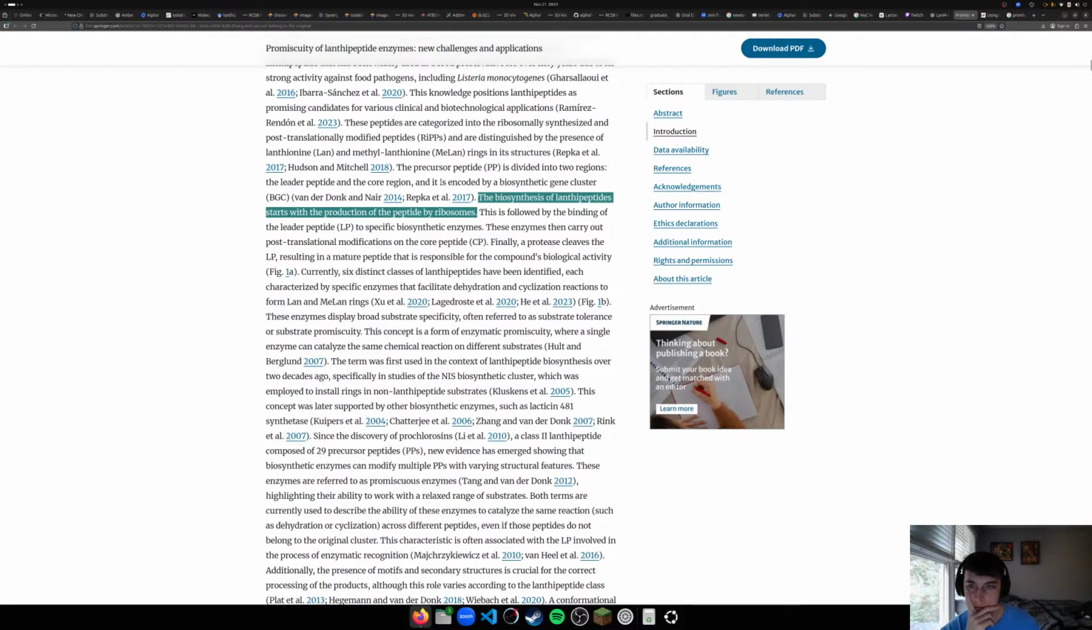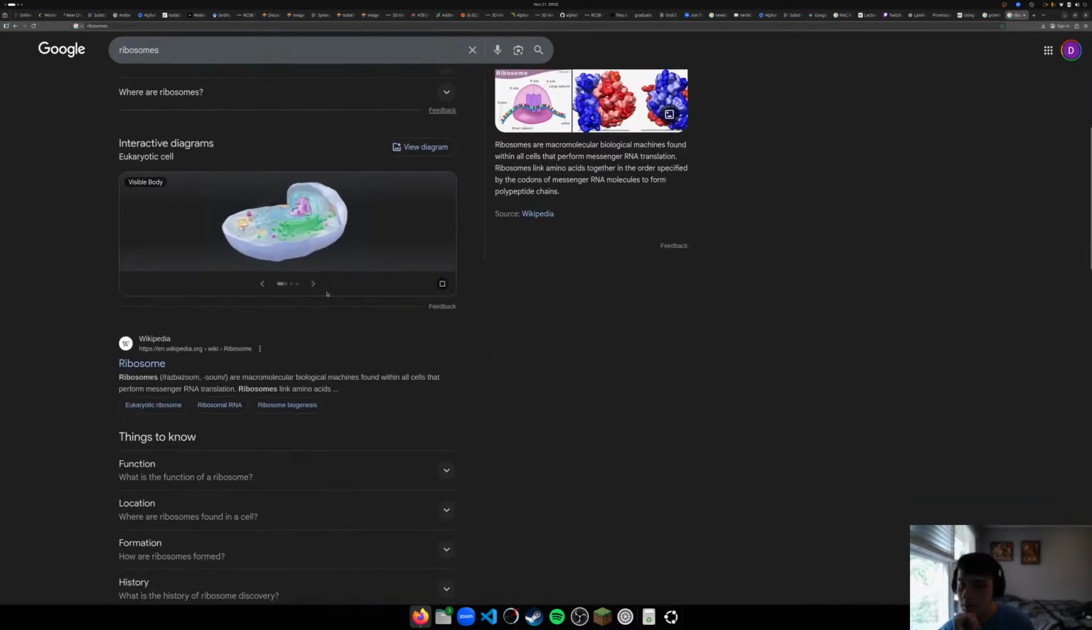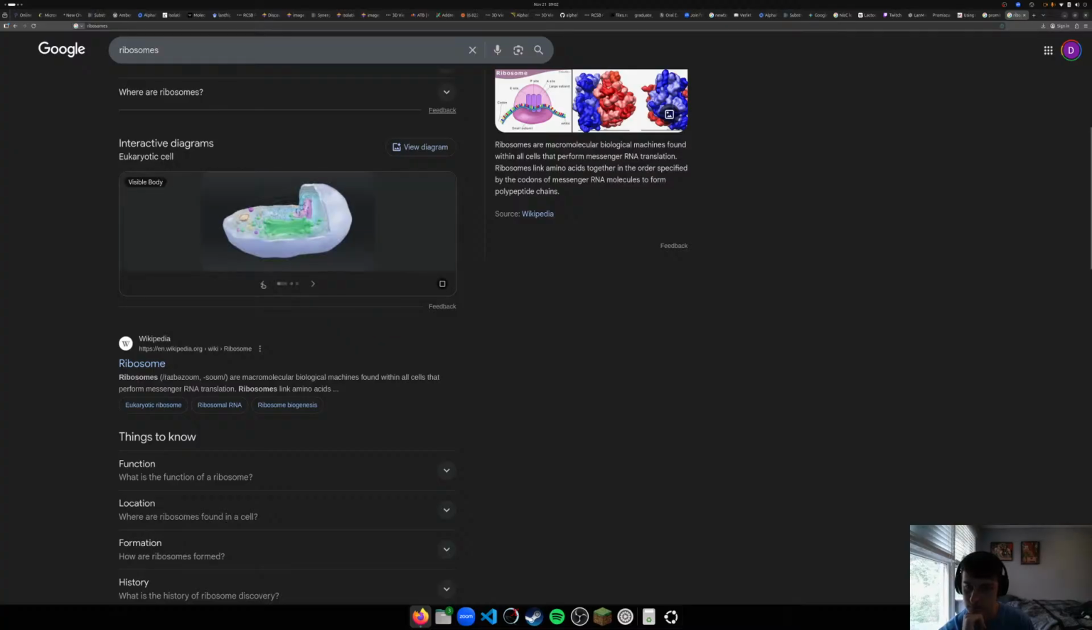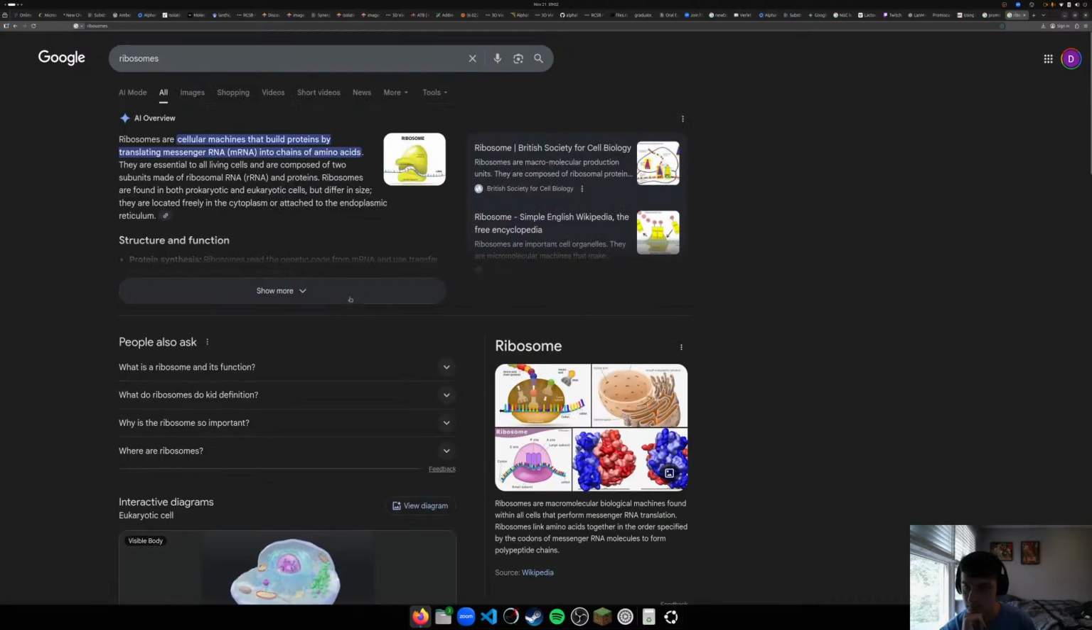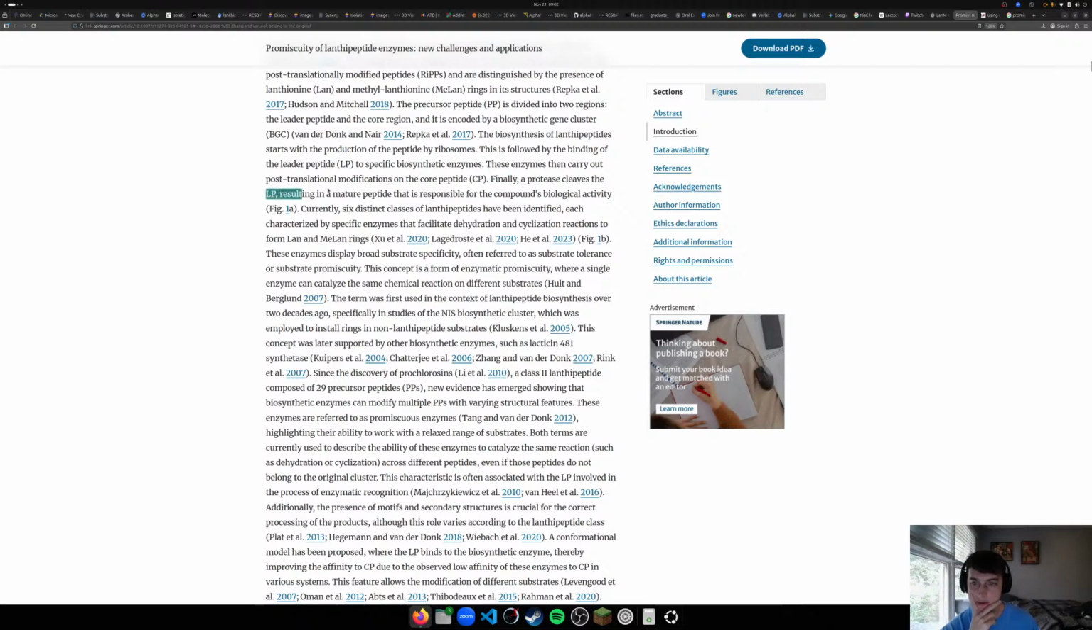Precursor peptides are divided into two regions, leader and core, such as the production of the peptide by ribosomes. Ribosomes. Whoa. Pretty picture. That's just a GIF. Builds proteins by translating RNA to amino acid chains. Okay. This is followed by the binding of the leader peptides by synthetic enzymes, PTMs. Finally, the protease cleaves the leader peptide, resulting in a mature peptide.